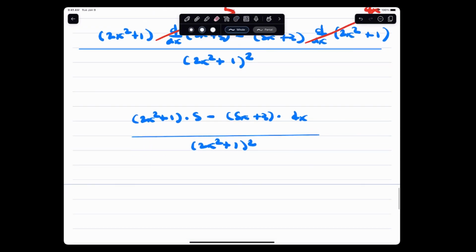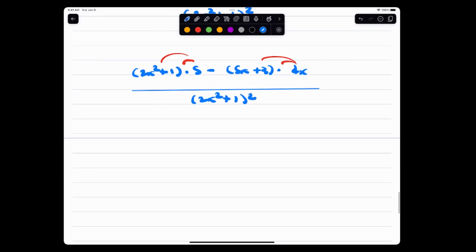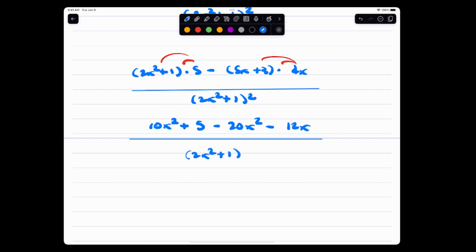Okay, so let's do the distributive property. Let's do some multiplication here and see what you get. You get what? 10x squared plus 5 minus, isn't that 20x squared minus 12x? And that's over 2x squared plus 1, what squared? Is that true?